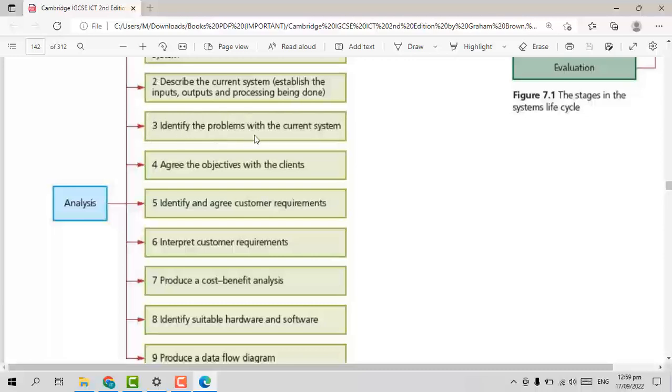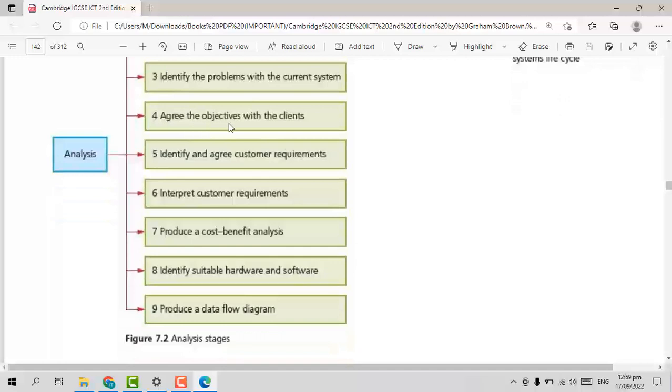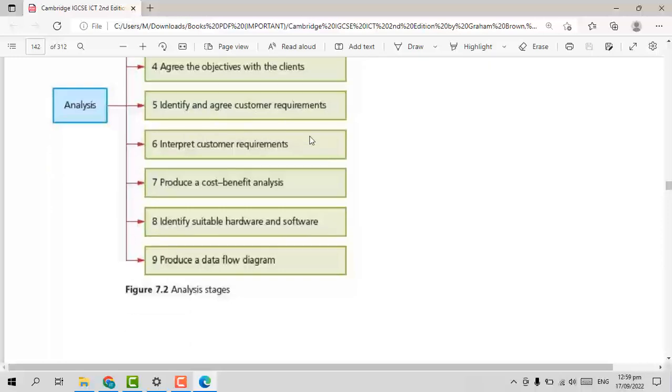Next, agree the objectives with the clients, or employees, and so on. They suggest improvements. Let's say I want the new system to have more security facilities. I want the new system to have great colors and be more attractive, and so on. So they agree on the objectives with either the clients or employees. Five, identify and agree on customer requirements. What do the customers want from the system? And it goes on and on.